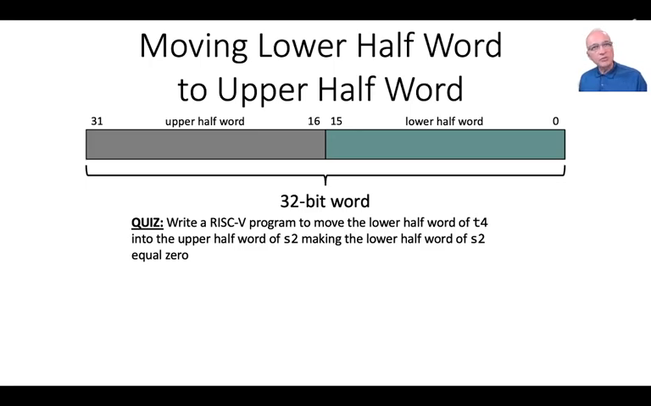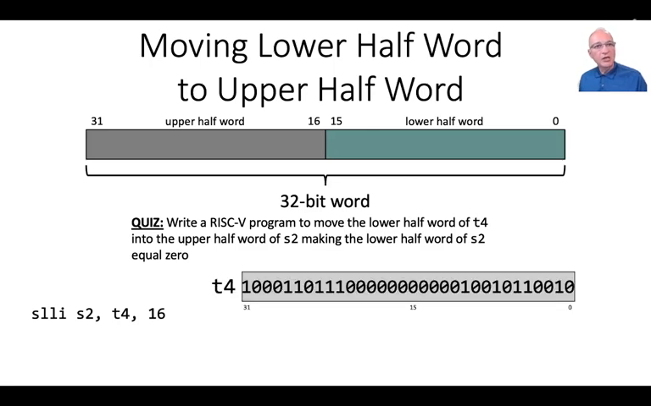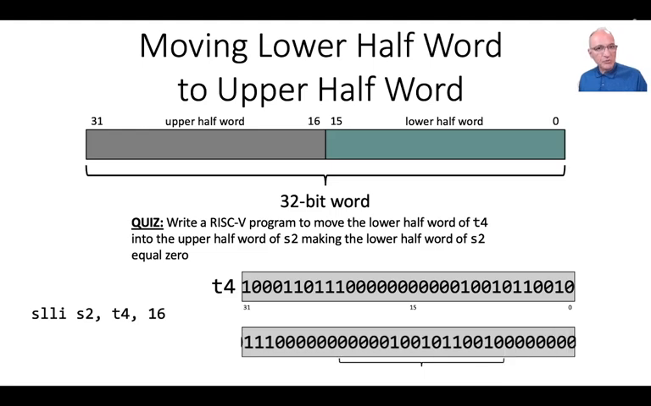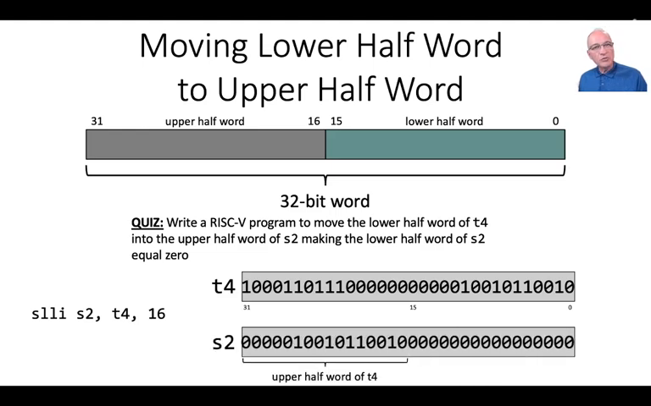The solution to this quiz would be quite simple. All I need is a single instruction that's a shift left logical operation with an immediate value of 16. Independent of the value that's in T4, what's going to happen is that value is going to be shifted left by 16 positions, and 16 zeros will be inserted in the lower bits of the word, and in this case, I put the result into S2.